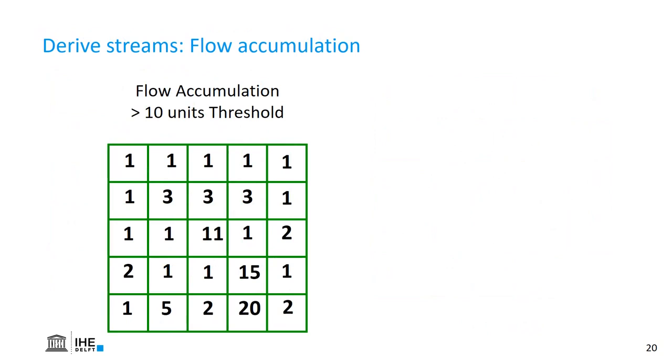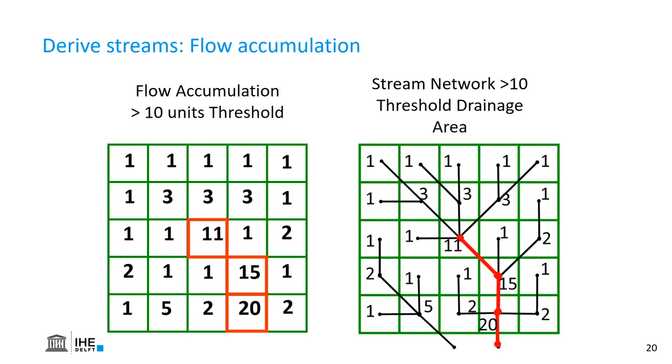When the precipitation follows the stream link towards the outlet, the flow is accumulating, and we can define a threshold above which we consider the accumulated flow as being part of a river. Let's assume that we consider 10 units as the threshold in this case. So that means that everything that accumulates larger than 10 is considered a river, and this is the way that the stream network can be derived.